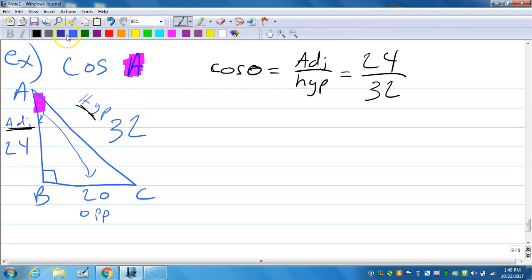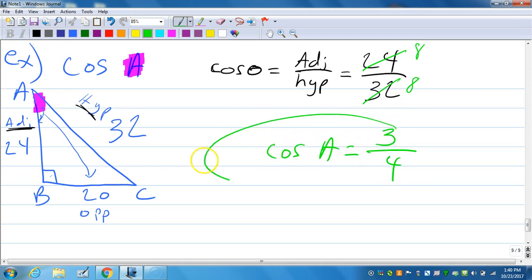Can you reduce 24 and 32? Yes. 24 divided by 8, and 32 can be divided by 8. 24 divided by 8 is 3. 32 divided by 8 is 4. So the cosine of angle A is equal to 3/4.